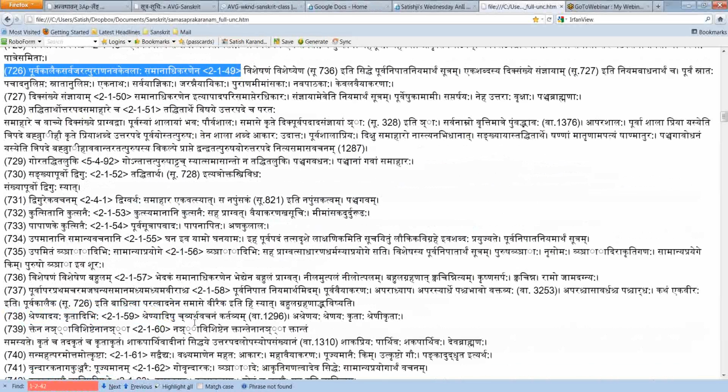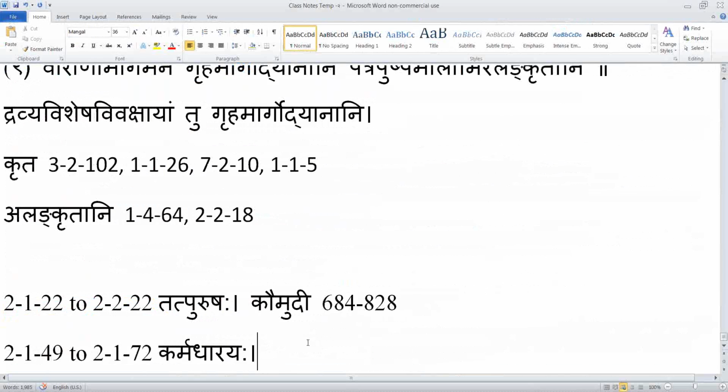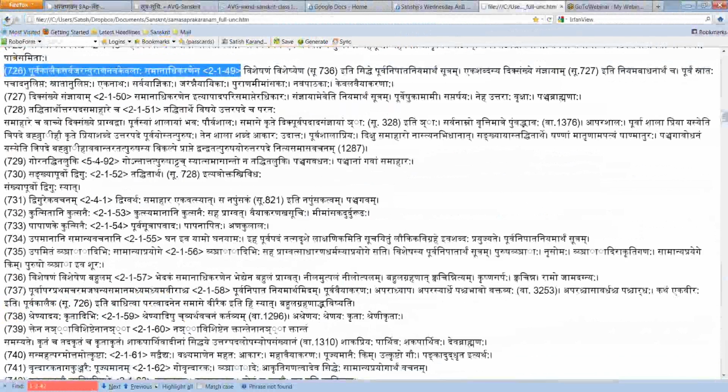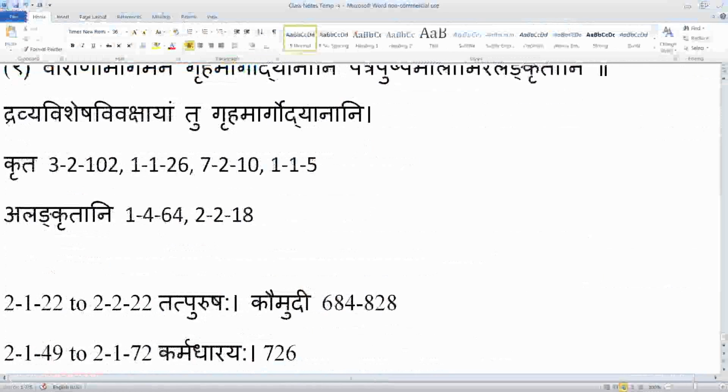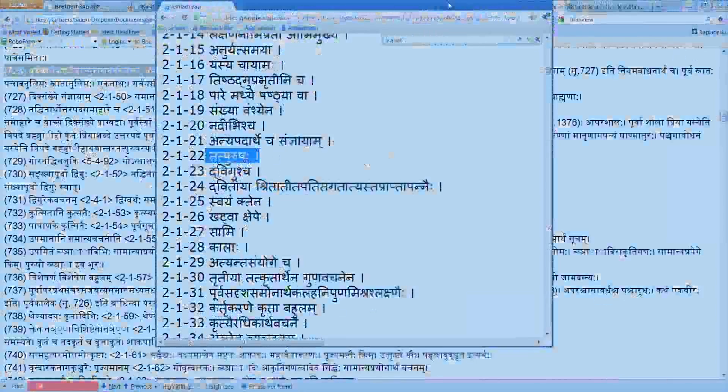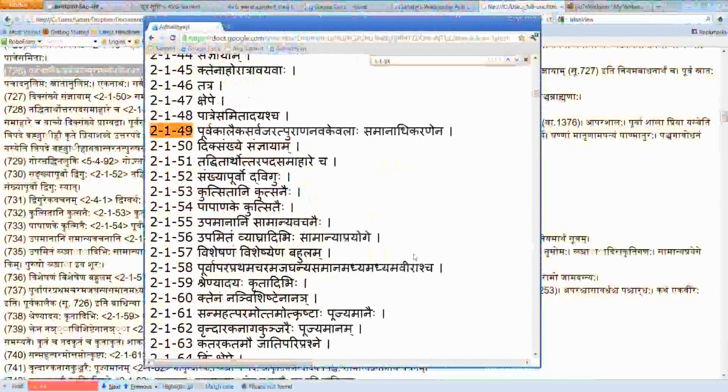2149. Okay, I'll put that in the document over here from 2149. Again, there may not be a one-to-one correspondence. So that in Kaumudi is number 726. 726 onwards starts the Karmadharya in Kaumudi. Okay. Let's now go back to this session one more time and see what else we can pick out. So we picked out this from 2149 up to the end of 21 is Karmadharya.